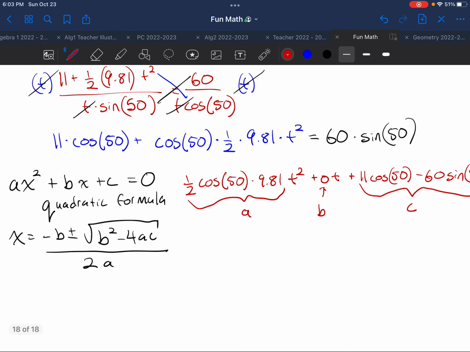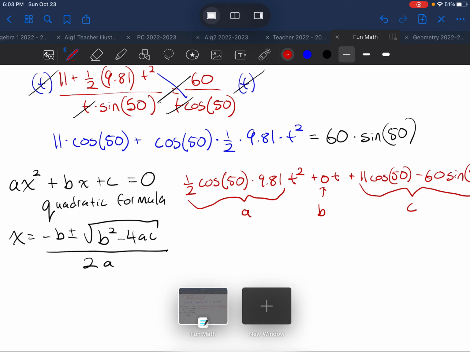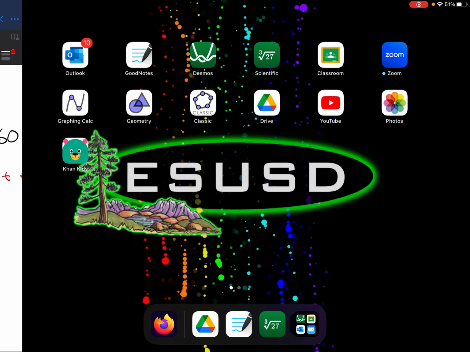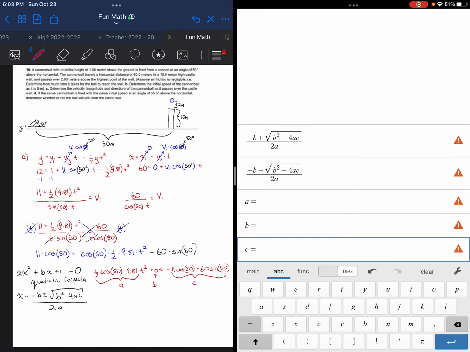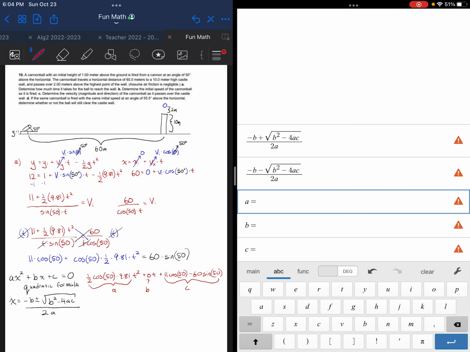At this point, I plug and chug. In my math classes, I allow the use of the Desmos scientific calculator, which is what I'm going to be doing. So let's go ahead and switch over to my scientific calculator. I already have those set up because I knew that this was going to be a quadratic formula. Now I can just type this in and figure out what I'm going to get.